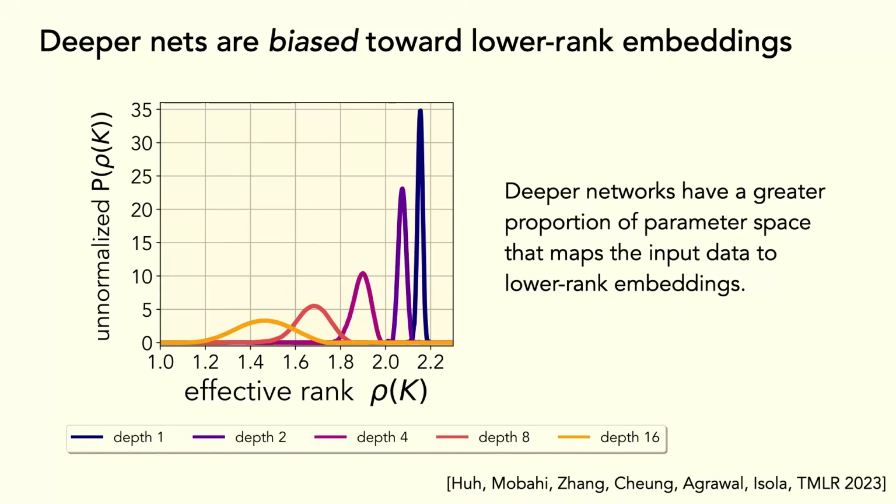So these are empirical PDFs, probability densities, of what happens if I randomly sample parameters of a neural network of different depths. If I randomly sample the parameters of a depth 16 network, the functions that it maps to will be functions that map to low rank embeddings. Okay? I know there's a lot of moving pieces here. But basically, deeper nets will be biased toward functions that are simpler in the sense of having lower rank structure.